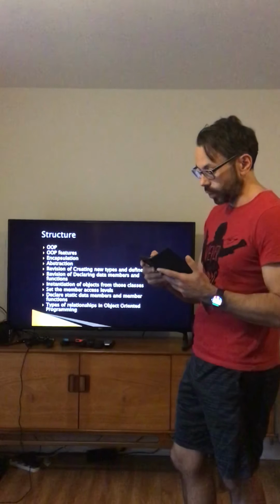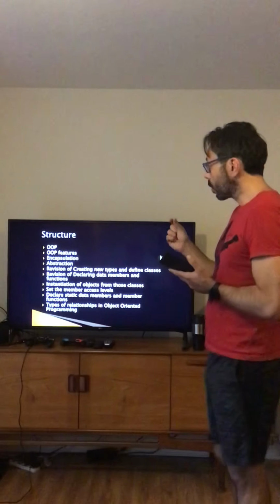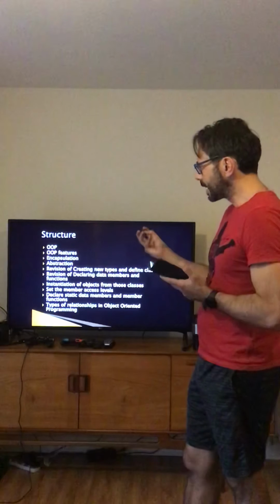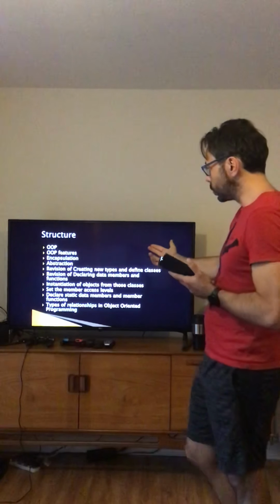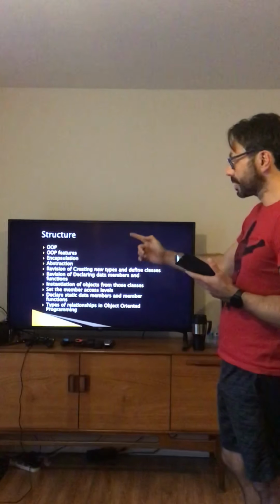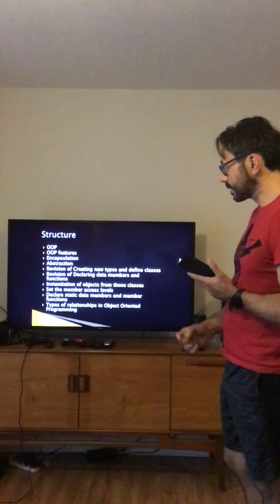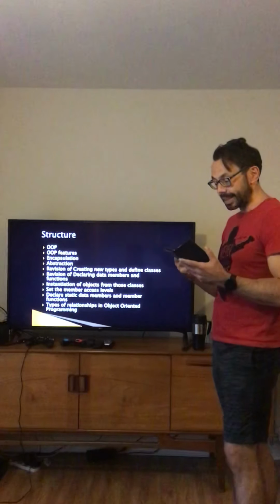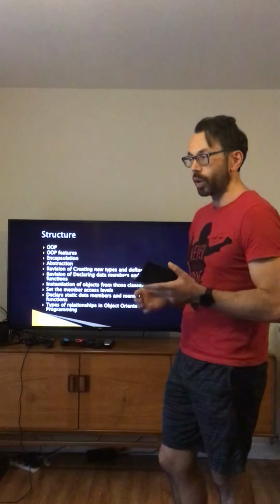I'm not entirely sure. So the structure of this lecture today: we're going to look at object-oriented programming features, encapsulation, possibly abstraction, revision of creating new types and defining classes, revision of declaring data members and functions, instantiation of objects from those classes, setting the member access levels, declaring static data members and member functions, and types of relationships in object-oriented programming.